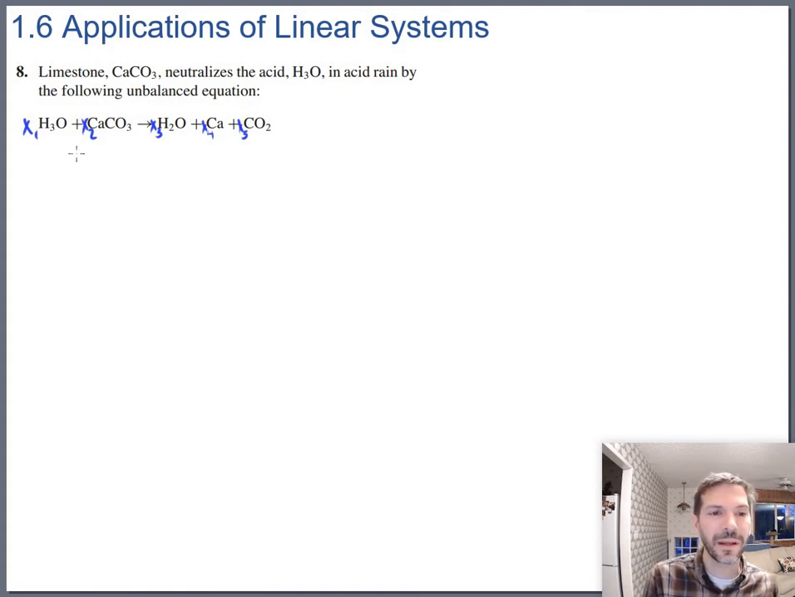So the way that I like to organize this, well, let's talk through it and you'll get a little more efficient maybe as we do a few more of these. But the basic idea is I like to write these in vectors. So describe each one of these molecules as a vector in terms of each of the possible atoms. So there's hydrogen, there's oxygen, there's calcium, and there's carbon. I'm just writing them down in the order I see them in the equation. It doesn't really matter as long as you're consistent.